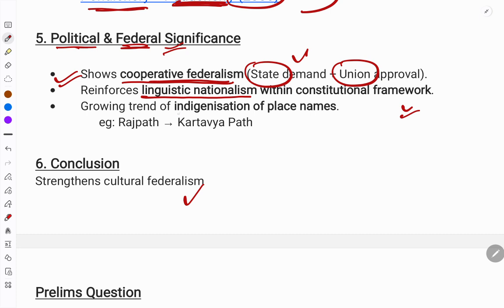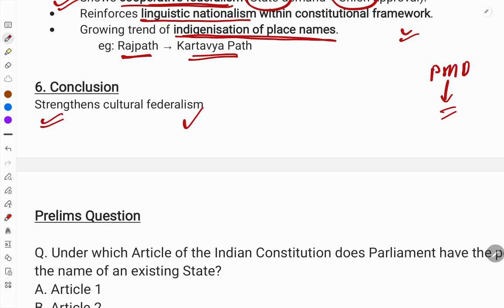This is also important from the indigenization of place names. As we have seen over time, many place names have been changed in order to decolonize our culture, our names, right? For example, Rajpath was converted to Kartavyapath. Recently, one very popular place related to the Prime Minister's office has had its name changed. What is that name? You need to comment in the comment box. In the conclusion, you can say that such name changes strengthen cultural federalism. Cultural federalism, this is the key word, where center and state collaborate. At the same time, it also strengthens our cultural identity.